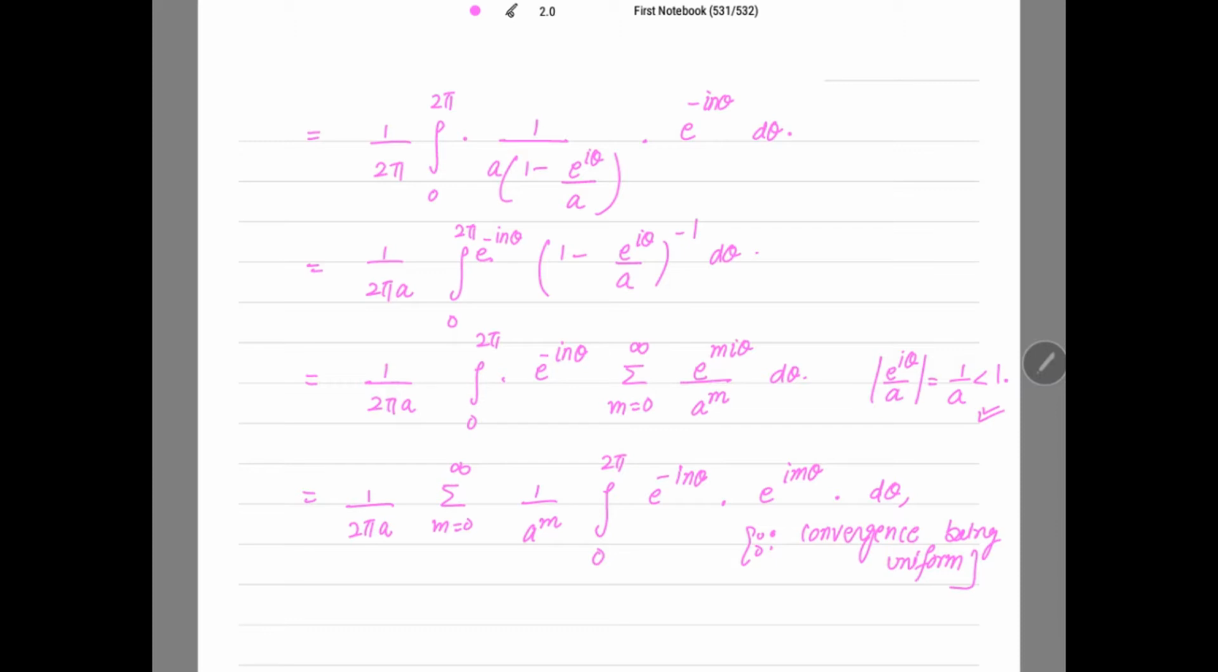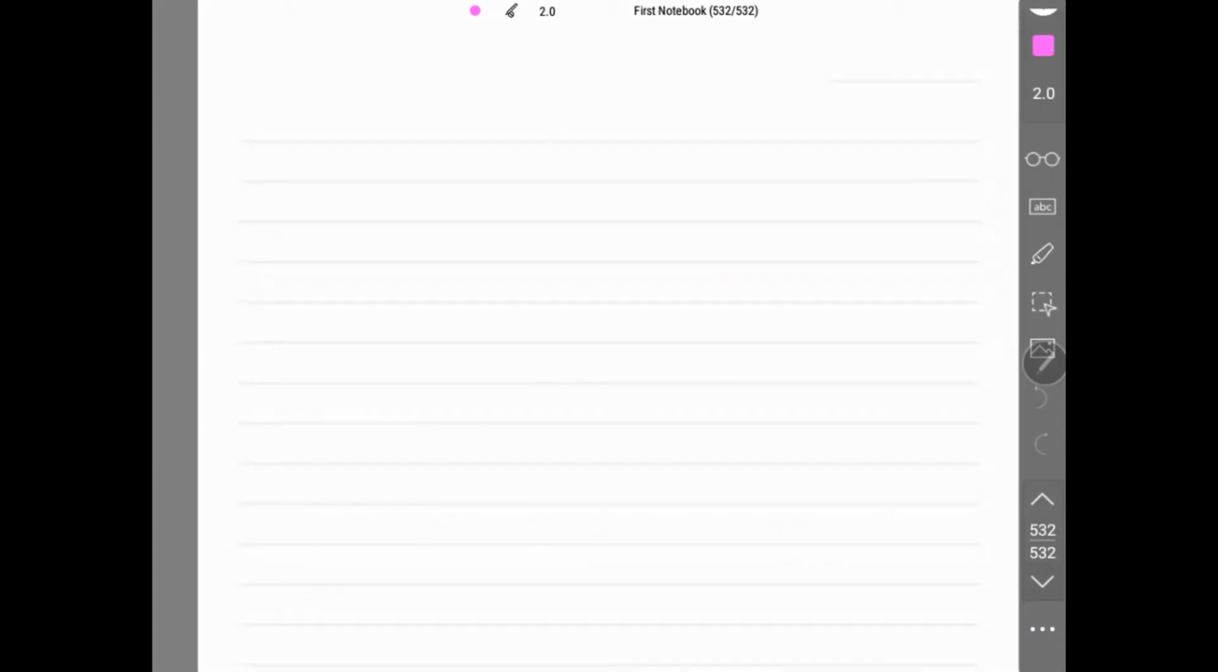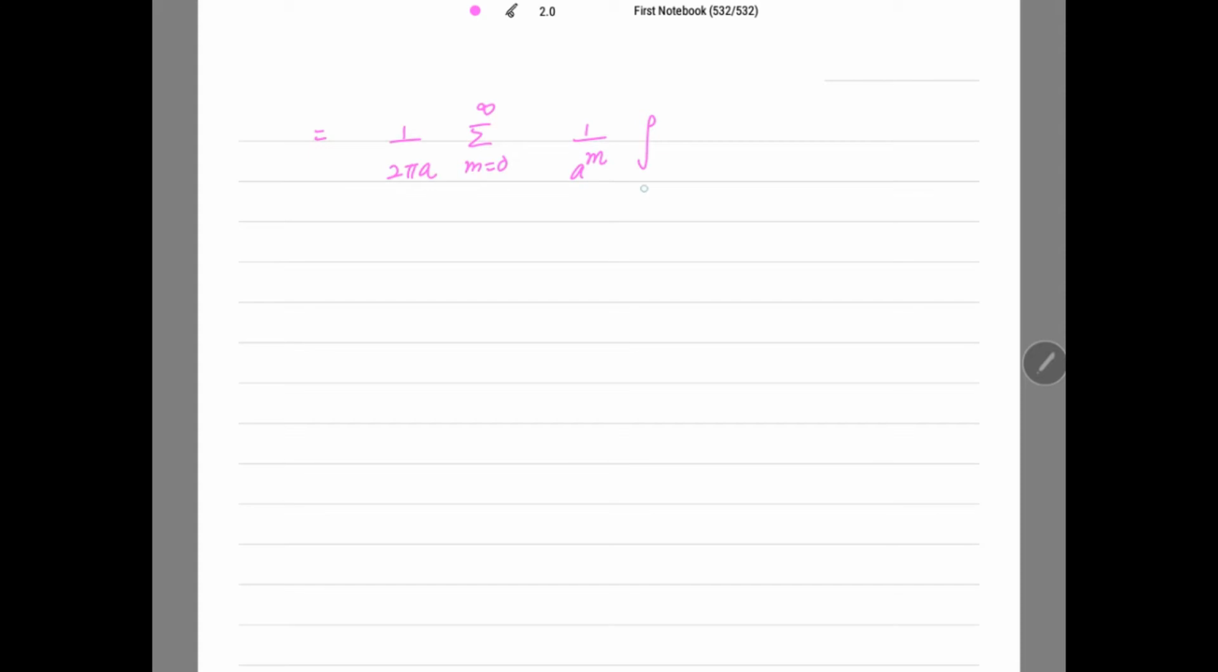Fine? Alright. Now this is equal to, adding the power of e, which is 1 over 2 pi a, summation going from 0 to infinity, 1 over a the power m, integration 0 to 2 pi, e raised to the power m minus n, iota theta d theta. Right? Now check. If n is not equal to m, and if n is equal to m. If n is not equal to m, the power is a non-zero integer, and for that this integration is 0, right? So I got 0 if n is not equal to m.